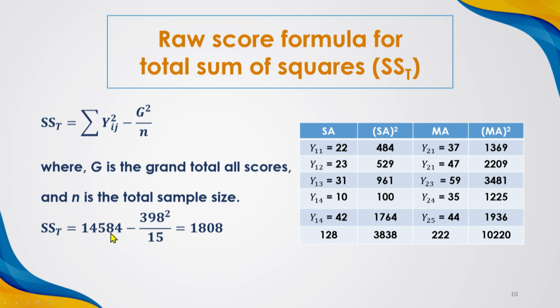So, 14584 is the sum of squares of all the observations, and 398 is the sum of all the observations. Then you take the square, divided by the total number of observations, 15. So, you will get 1808.